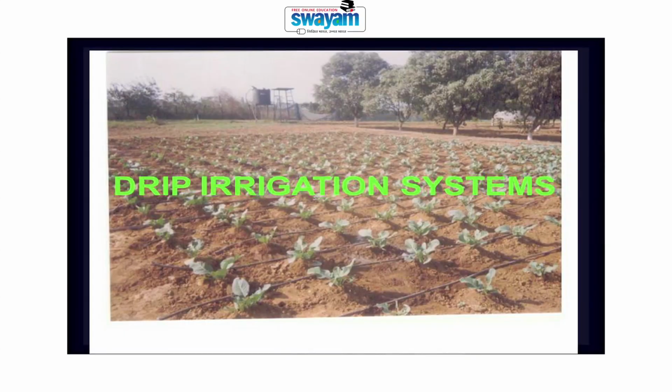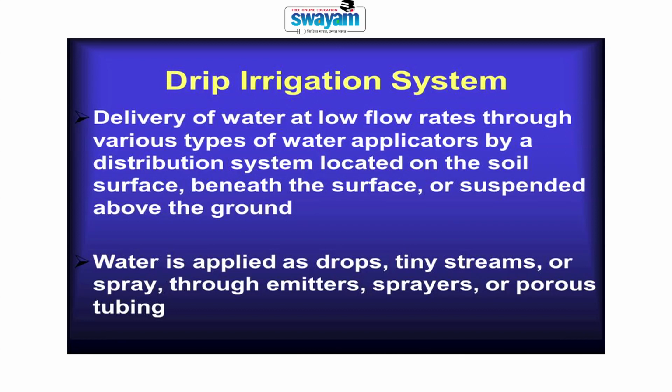Let us start the discussion with drip irrigation system. This picture shows a typical drip irrigation system which has a pipeline network, where the water is applied near the crop. The concept of drip irrigation system is delivery of water at very low flow rates through various types of water applicators by a distribution system located on the soil surface as well as beneath the surface or suspended above the ground.